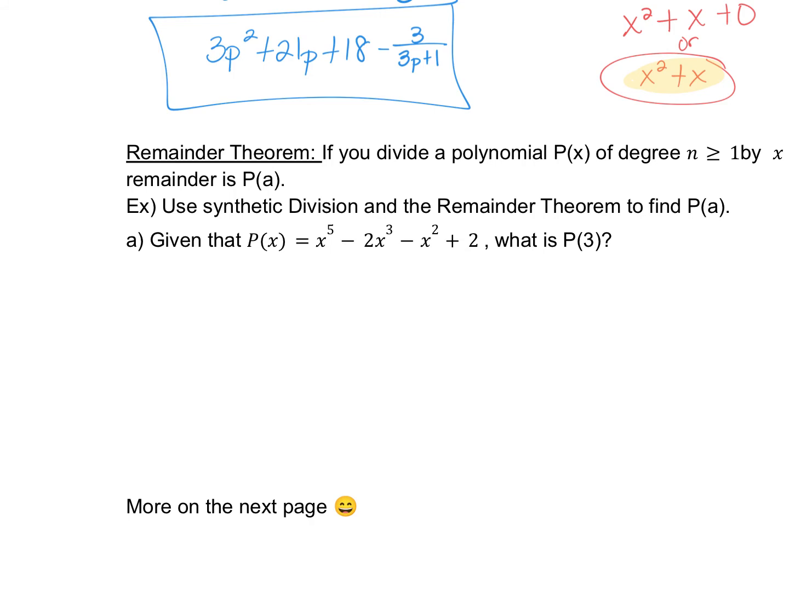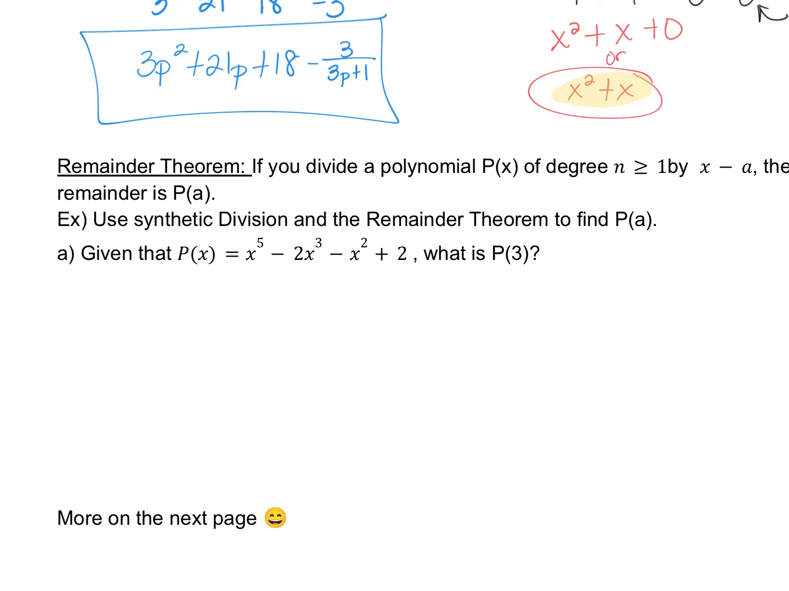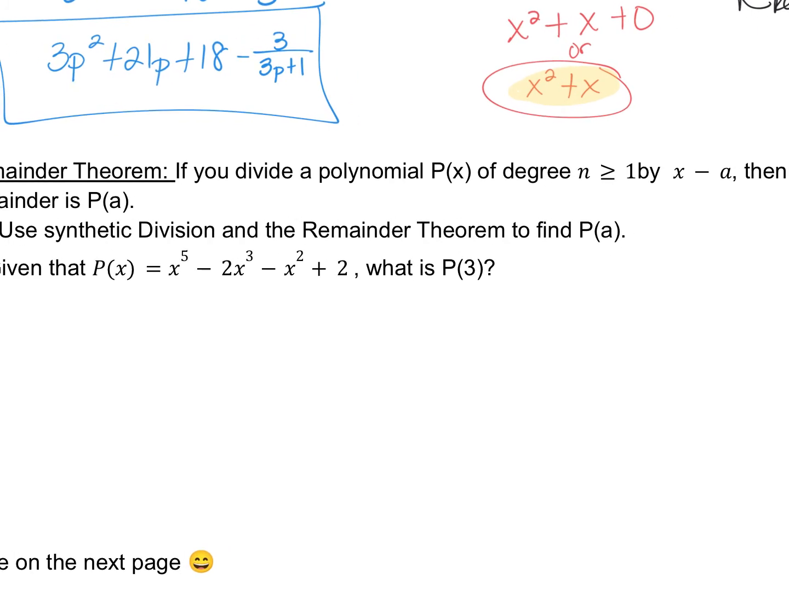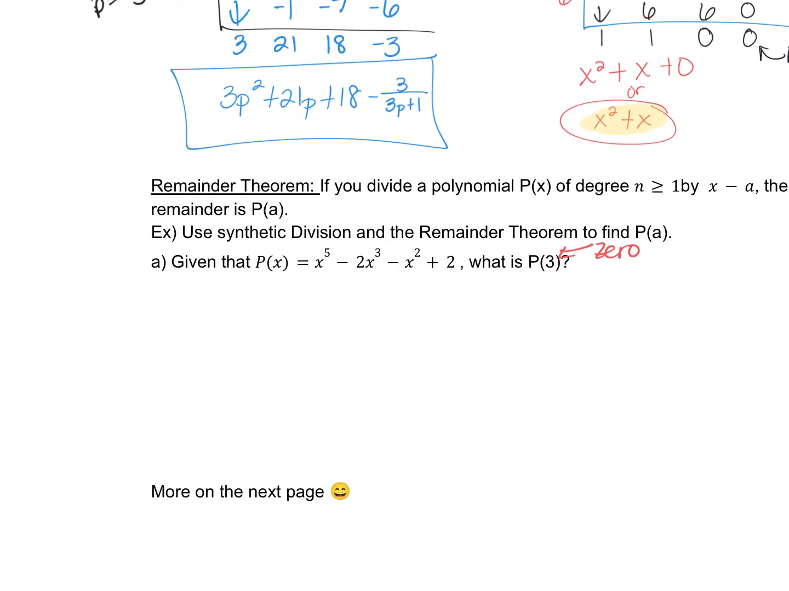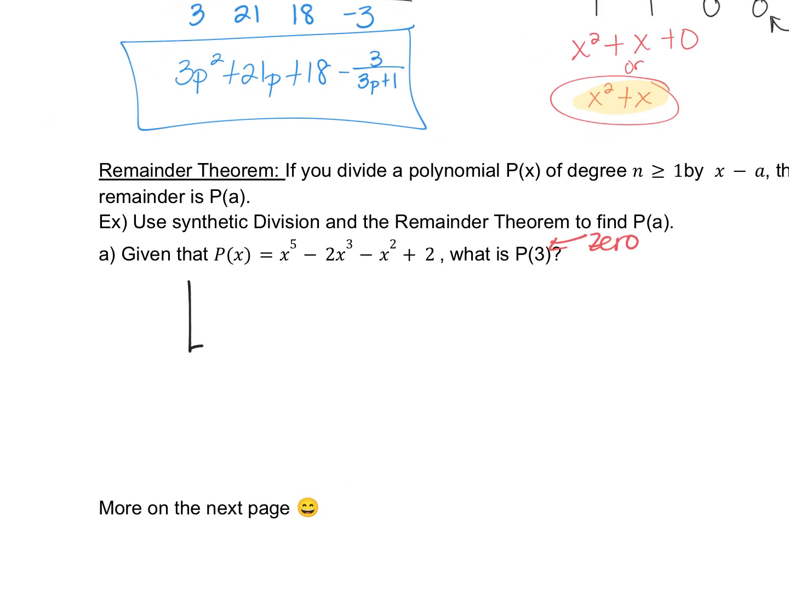They say, given that p of x equals x to the fifth minus 2x cubed minus x squared plus 2, what is p of 3? So this is your 0 that you were going to divide by. Okay, so what's the remainder when you divide all this by 3? So let's build it.